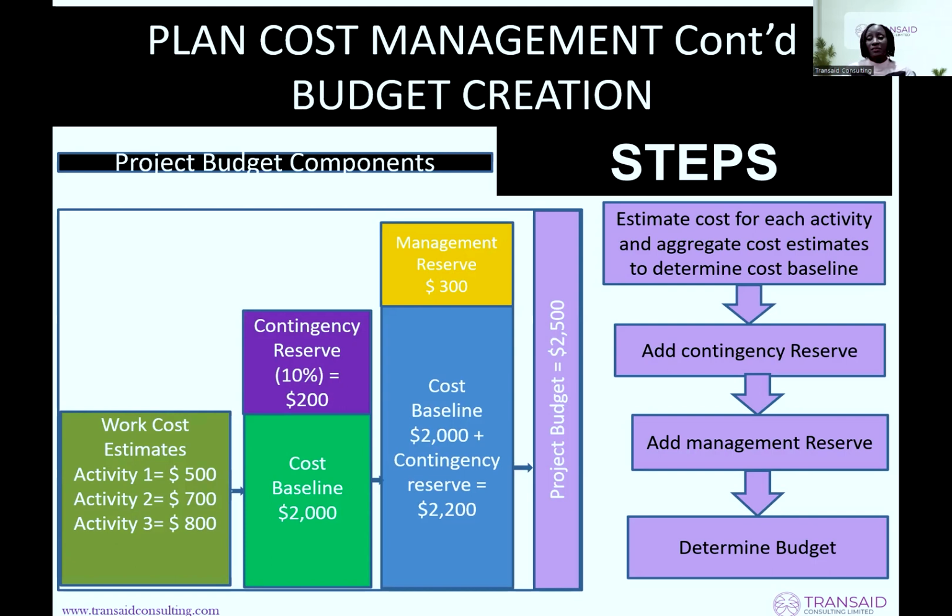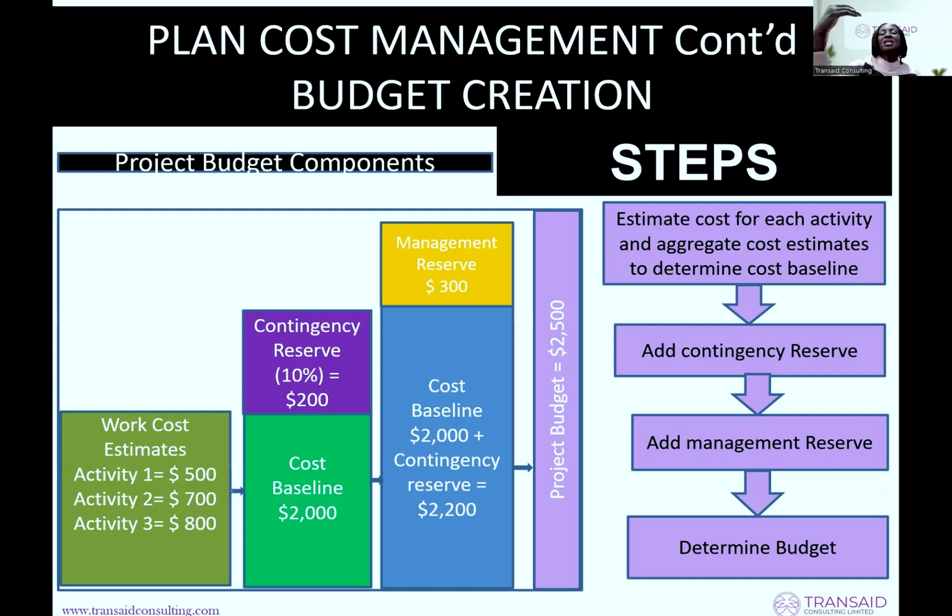You can see an example there. Activity 1, $500. Activity 2, $700. Activity 3, $800. So that will form your cost baseline. Remember, I said anything baseline means that it has been locked. So we have agreed that this project is going to cost $2,000.